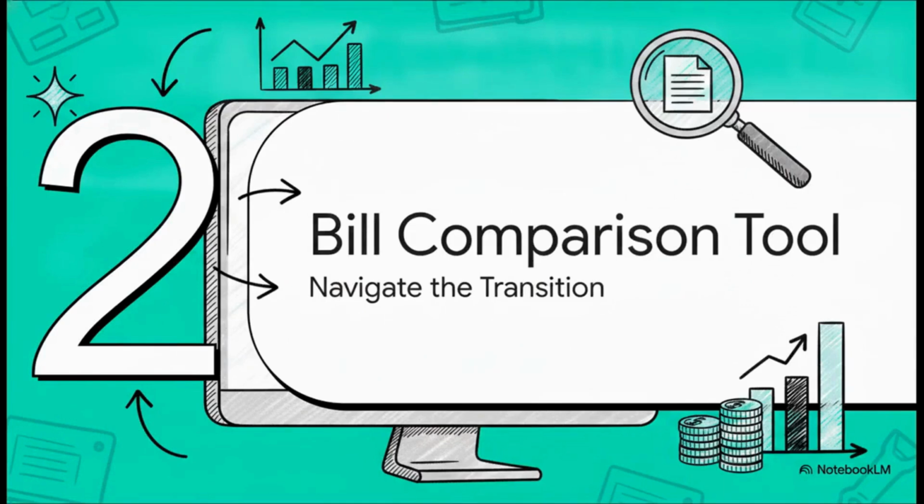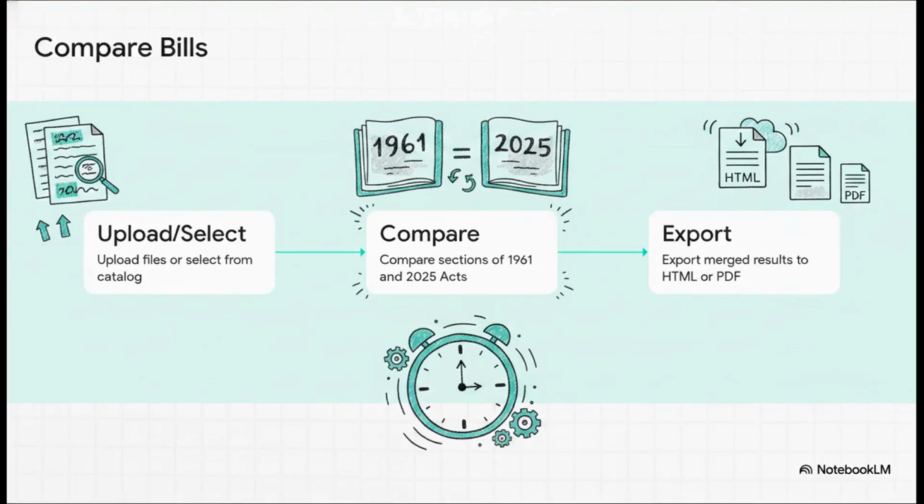Moving on to Section 2, the bill comparison tool. Okay, the government definitely knows that asking us to manually cross-reference a 1961 legal document with a 2025 one is a recipe for absolute chaos. So what did they do? They built a really neat comparison tool right into the interface. You literally just drop your files or select your sections from both acts, hit compare, and boom, you see the differences side by side. You can even export it as a merged PDF for later. It's an absolute game changer that's going to save us all hours of headache-inducing reading.